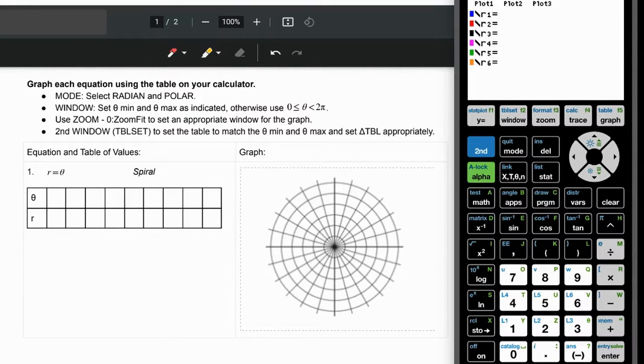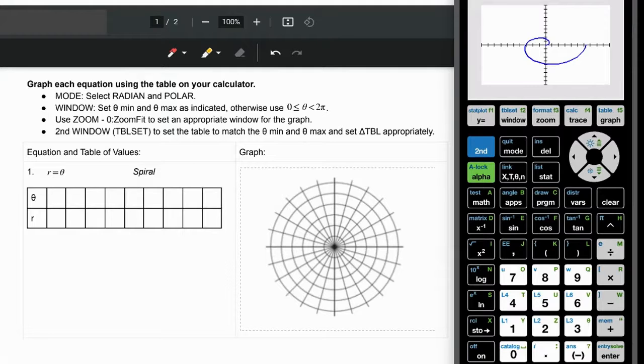So now when you go to y equals, it has our r value, and instead of typing in x, when you hit the x key, it gives you theta. So this is actually our first equation, r equals theta. And so if you were to hit graph, and let's say you're in the standard window, you get a graph, but we'd like to be a little bit more zoomed in and get a better picture.